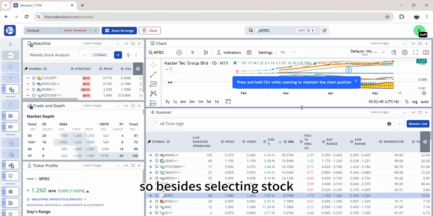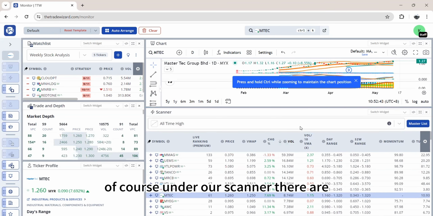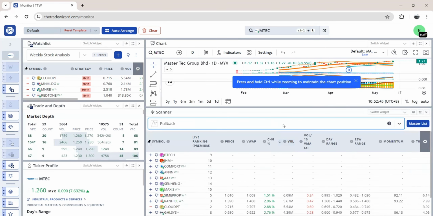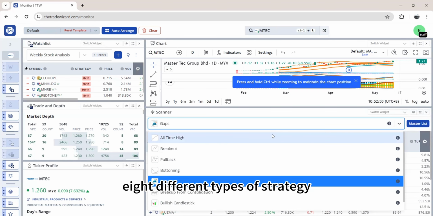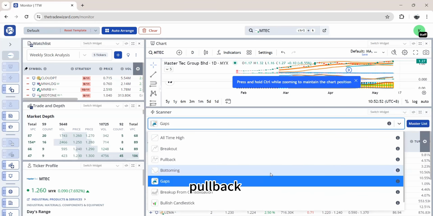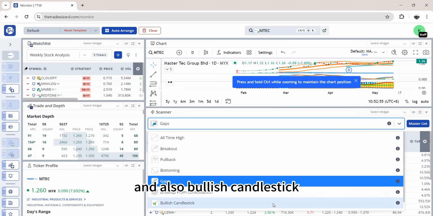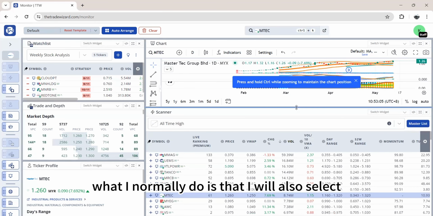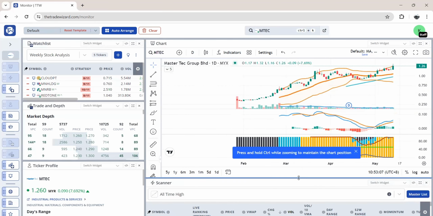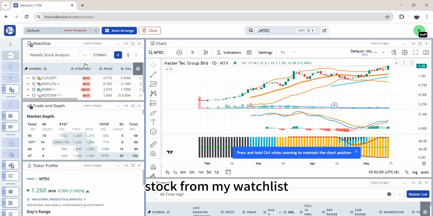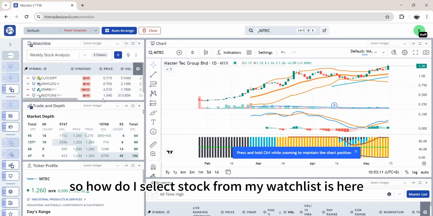So besides selecting stock using our scanner, of course, under our scanner, there are different types of strategy, 8 different types of strategy: all-time high, breakup, pullback, bottoming, gaps, breakup, consolidation, and also bullish candlestick. What I normally do is that I will also select stock from my watch list. So how do I select stock from my watch list is here.